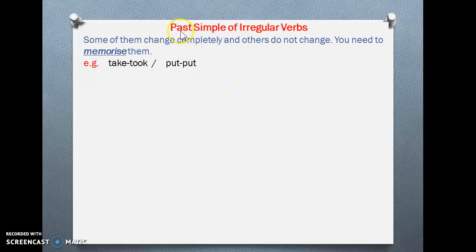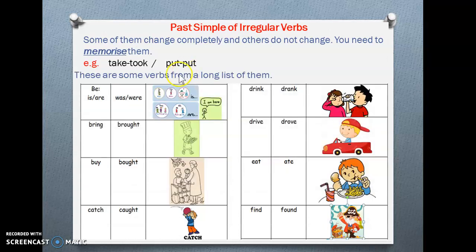So here we have the past simple of irregular verbs. Some of them change completely and others do not change. You need to memorize them. For example, among the verbs that change we have take, this is the base form, and the past, took. But there are some that don't change: put, put.